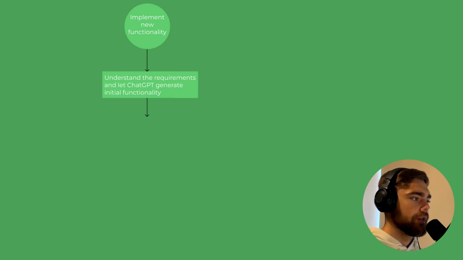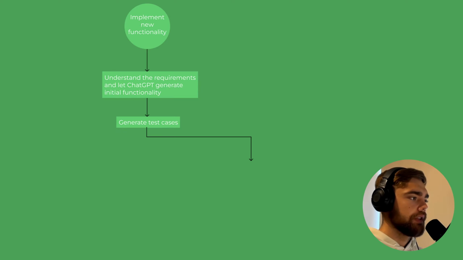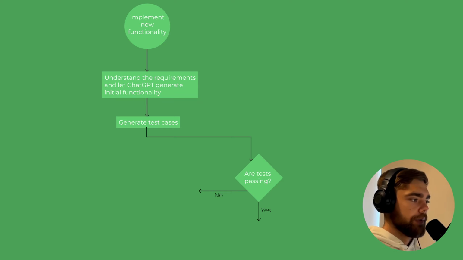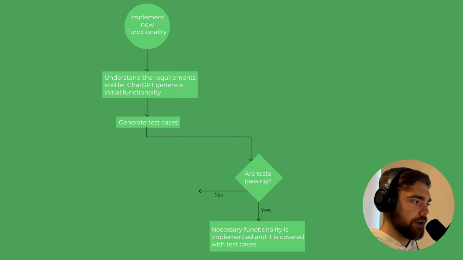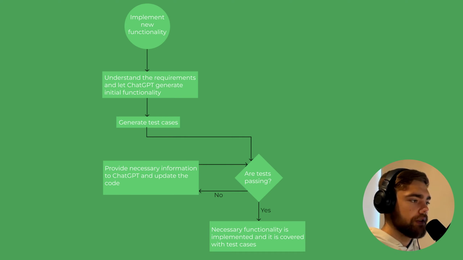So, the general workflow is as follows. When implementing new functionality, first you need to understand the requirements and let ChatGPT generate the initial functionality. Then you will generate the test cases. After that, you will check if the test cases are passing. If they are passing, then you have implemented the necessary functionality and it is covered with test cases. If the test cases are not passing, then you will provide the necessary information to ChatGPT, update the code, and iterate this process over and over again until all test cases are passing, and then you are finished.